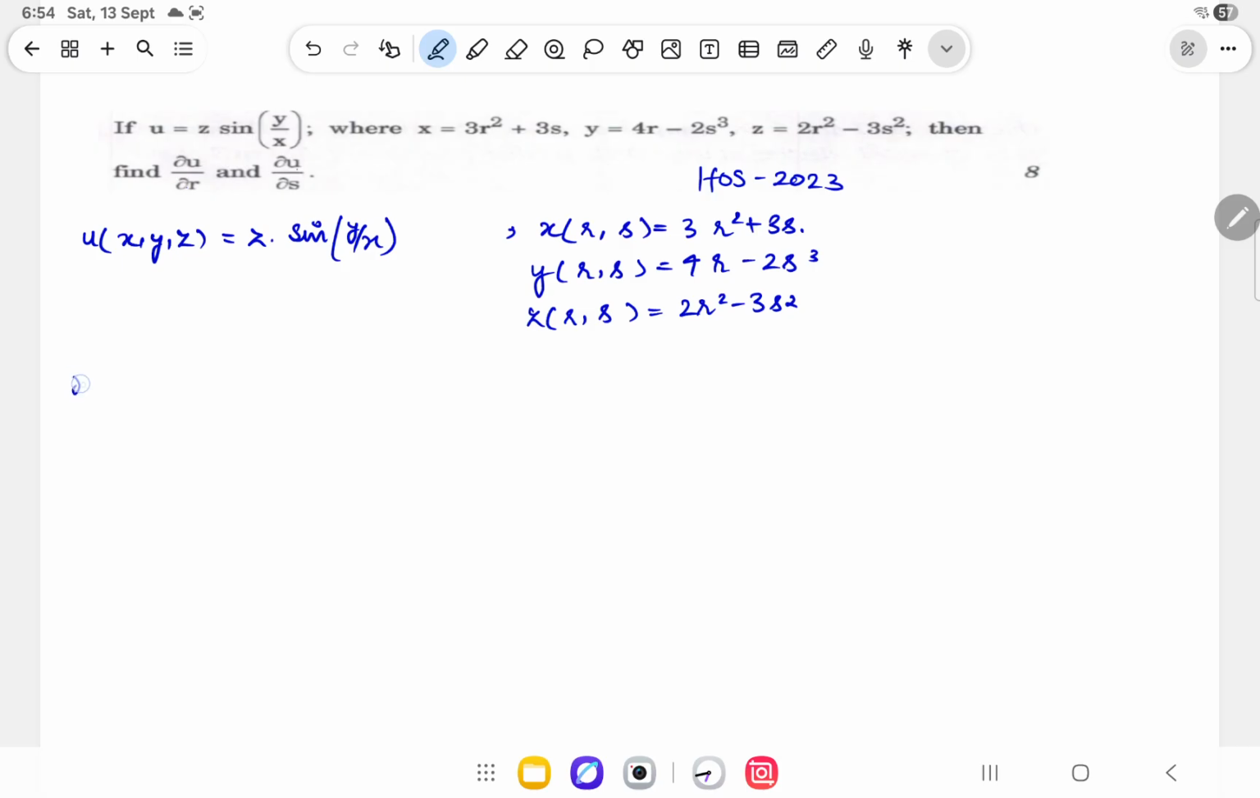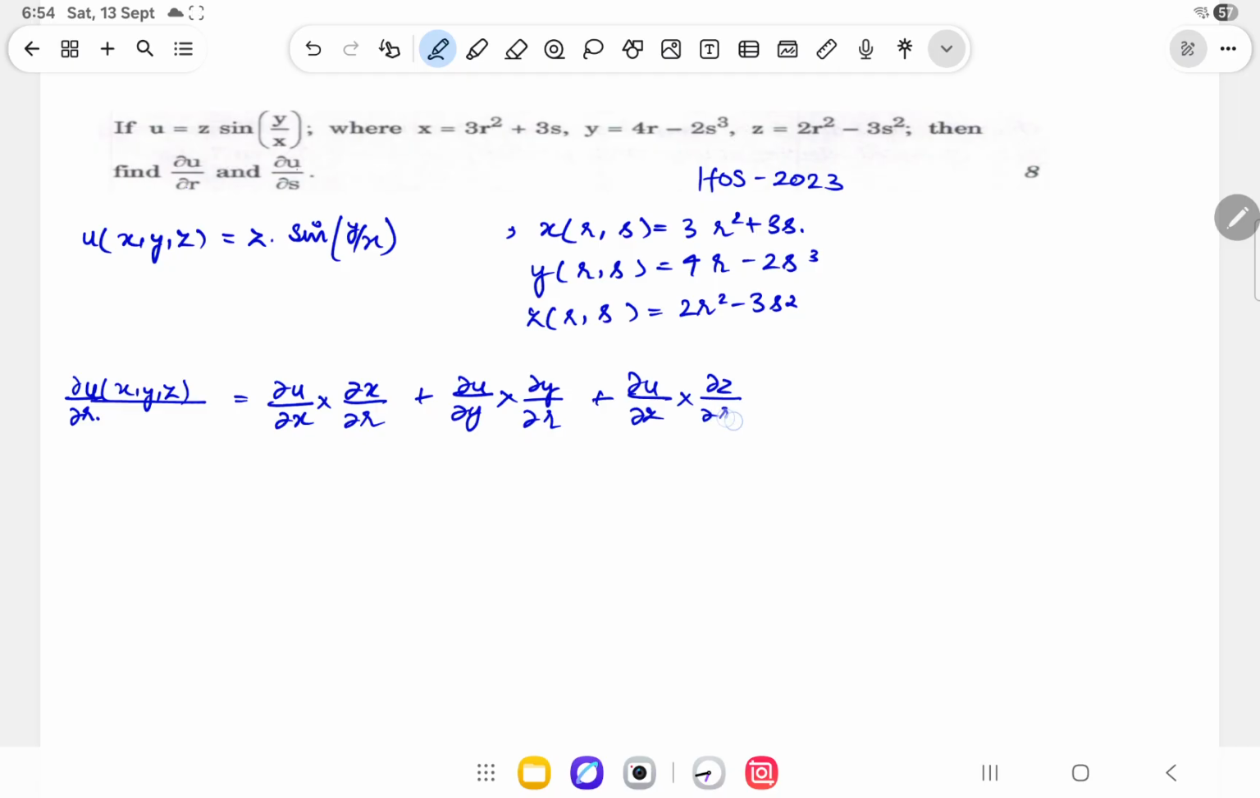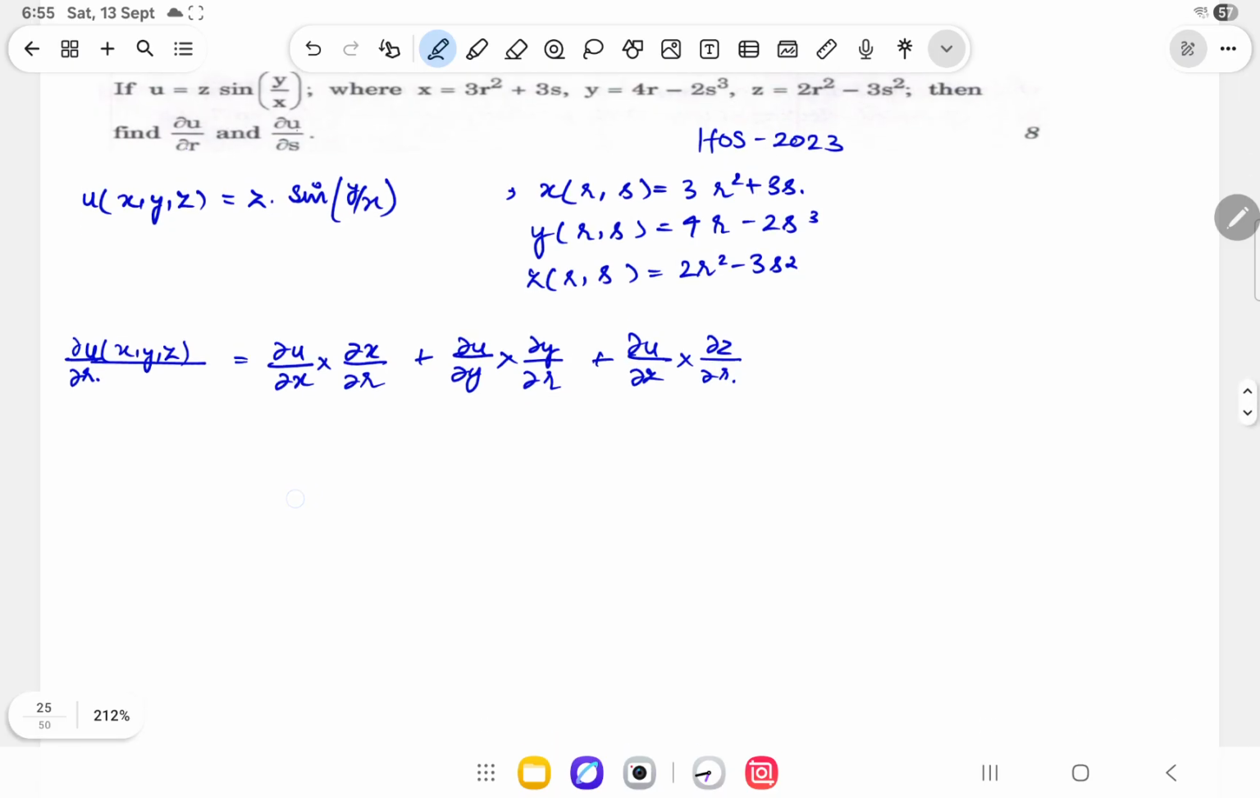So let's do that. ∂u/∂r: we know that u is in terms of x, y and z variables, so this will be equal to ∂u/∂x into ∂x/∂r plus ∂u/∂y into ∂y/∂r plus ∂u/∂z into ∂z/∂r.